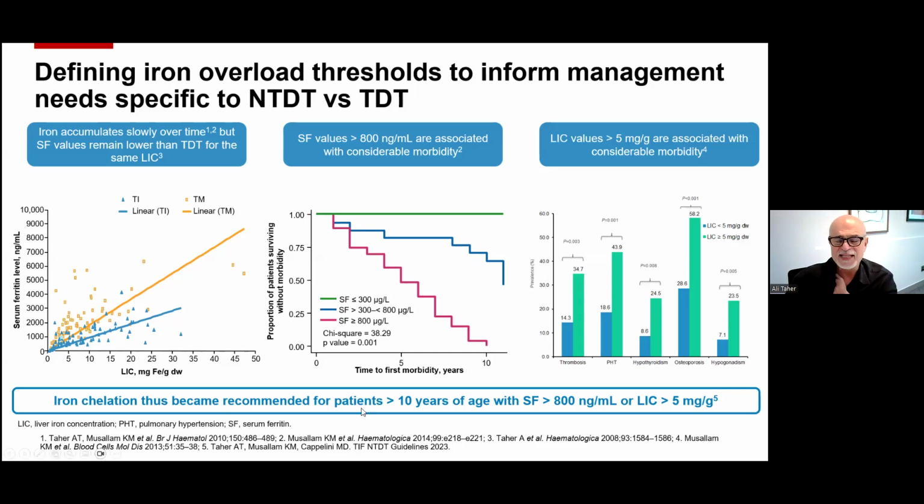So the curve in the middle shows you that if the serum ferritin is less than 300, there are minimal morbidities. If it is above 800, multiple morbidities. And a serum ferritin of above 800 is similar to a liver iron concentration of above 5. This is really very important, specifically in areas where MRI is not always available, so that you would use the serum ferritin to chelate this group of patients. So above the age of 10, with a serum ferritin above 800 or an LIC above 5, these patients should be chelated.